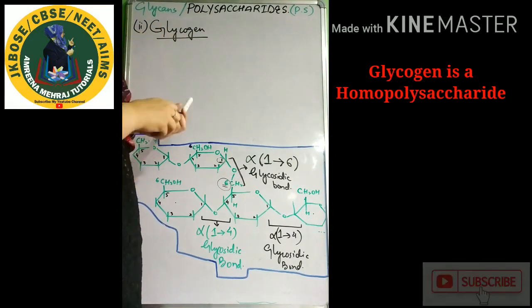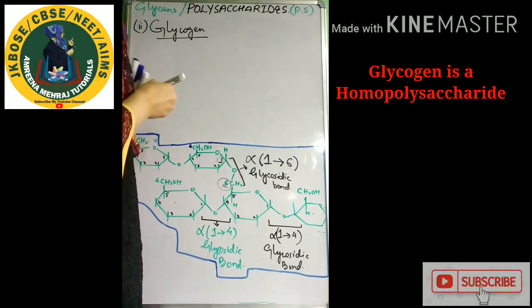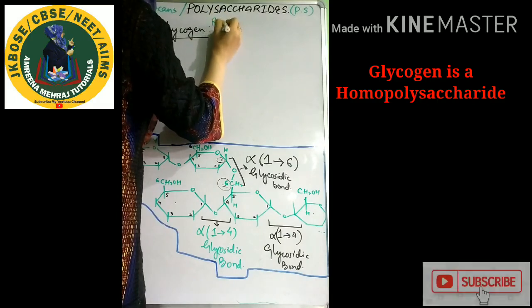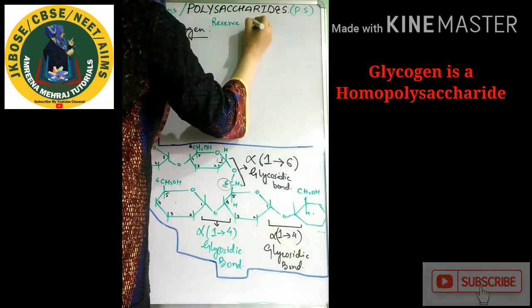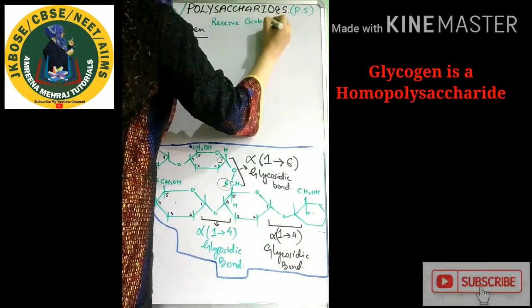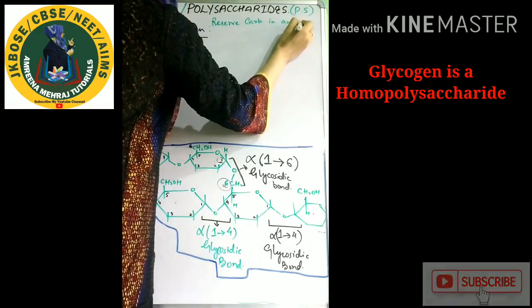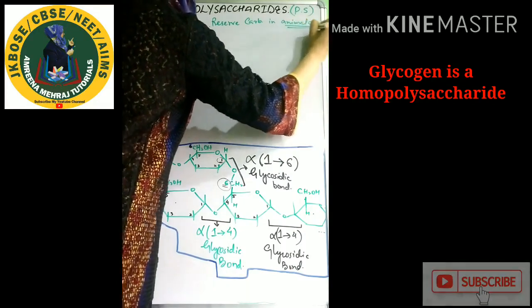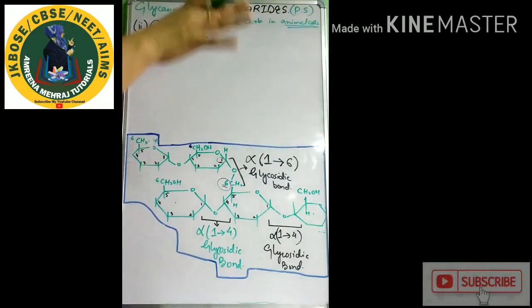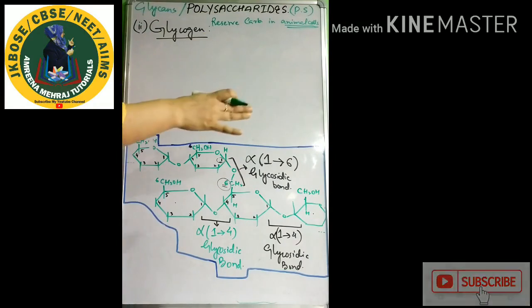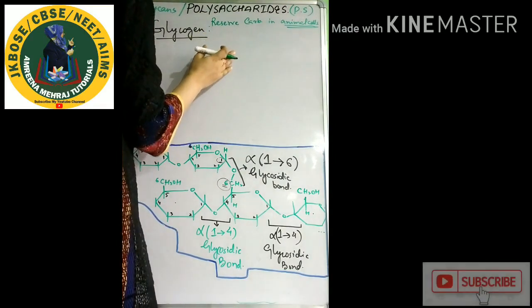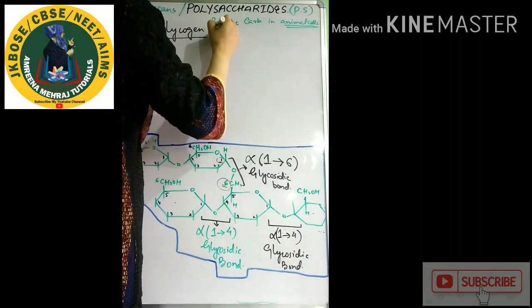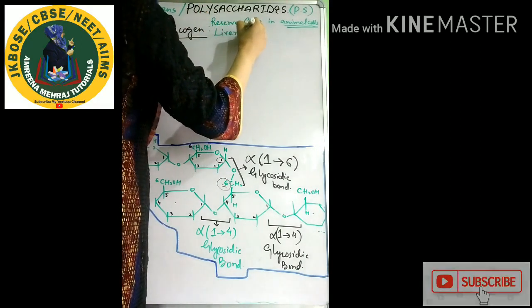Now, the first thing which you need to know about glycogen is that you will find this as a reserve carbohydrate in animal cells. This is the first important part. So this you will find in which cell? Animal cell. This is the major difference between starch and glycogen. So where do you find glycogen abundantly in animal cells? You will find this especially in liver cells.